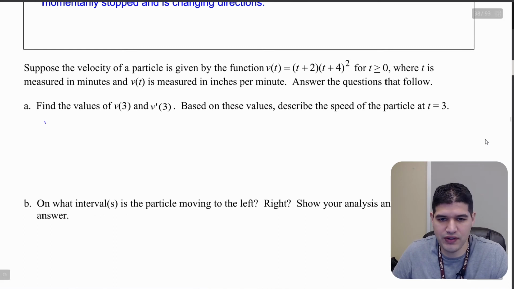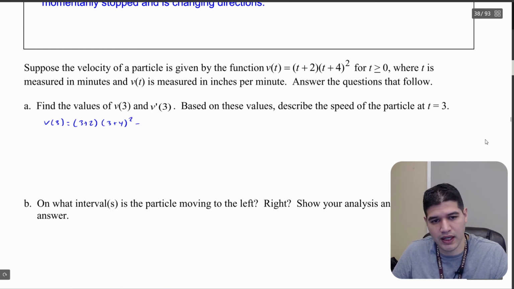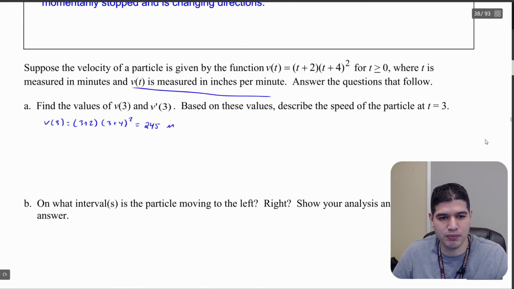So let's find v of 3 first, because that's just subbing in a value. So then 3 plus 2 and then 3 plus 4 squared, and we're going to get here 245. Now keep in mind that we know exactly how v of t is measured. That's going to be inches per minute. So we'll put that down, inches per minute.